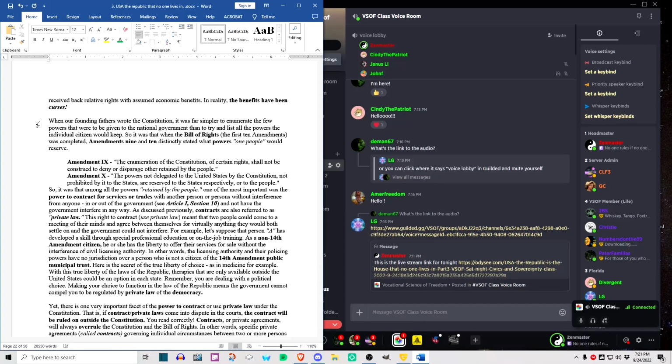Amendment 9, quote, "The enumeration in the Constitution of certain rights shall not be construed to deny or disparage others retained by the people." Amendment 10, quote, "The powers not delegated to the United States by the Constitution, nor prohibited by it to the states, are reserved to the states respectively, or to the people." Close quote. The 9th and 10th Amendments work as basically bookends at the end of the Bill of Rights because of what they just said.